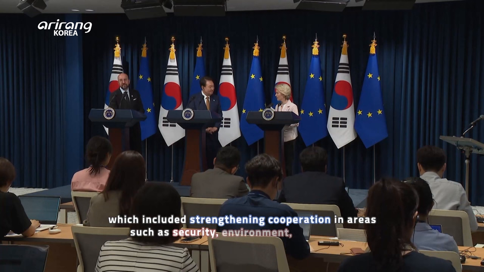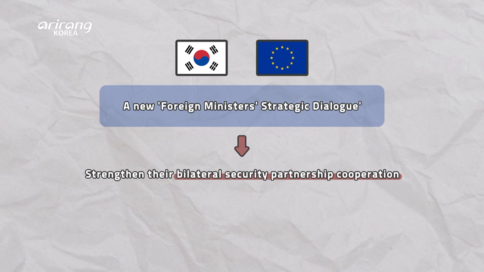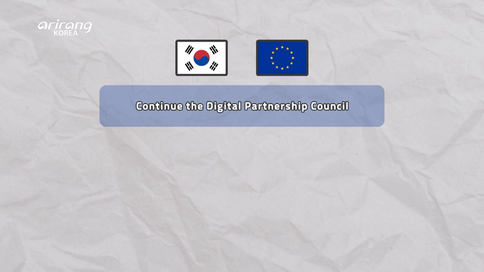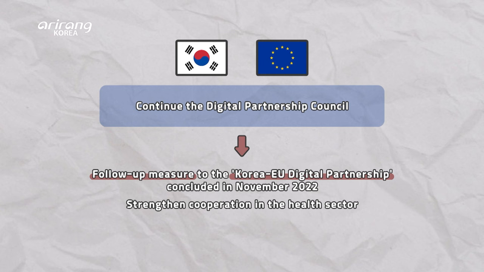The two sides agreed to establish a new Foreign Ministers Strategic Dialogue to strengthen their bilateral security partnership and cooperation on global peace and security. Then, the leaders agreed to launch the Korea-EU Green Partnership to strengthen cooperation on tasks related to green transition. In addition, the leaders decided to continue the Digital Partnership Council as a follow-up measure to the Korea-EU Digital Partnership concluded in November 2022, and to strengthen cooperation in the health sector by launching the Administrative Agreement on Health Emergency Preparedness and Response.